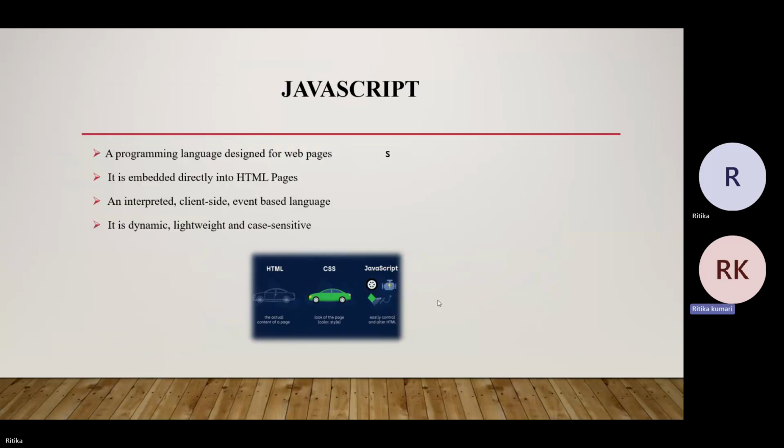Now let us discuss what is JavaScript. It is a programming language designed for web pages. It is embedded directly into HTML pages and is an interpreted, client-side, event-based language. It is dynamic, lightweight, and case sensitive. So till now we have seen HTML, CSS and JavaScript. HTML is the actual content of a page. CSS is the look of the page, what color, what style we are going to give. And JavaScript is used to control the HTML.